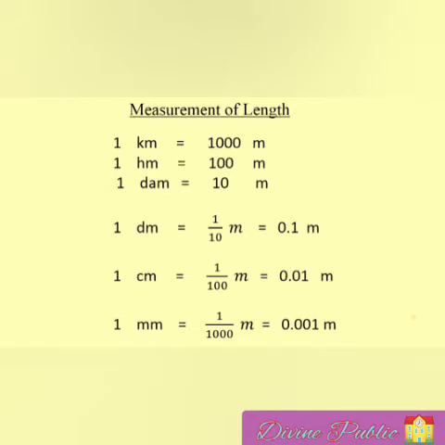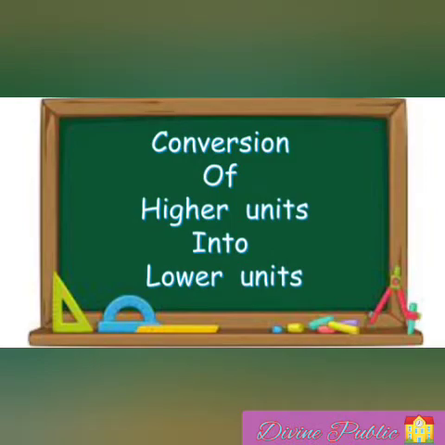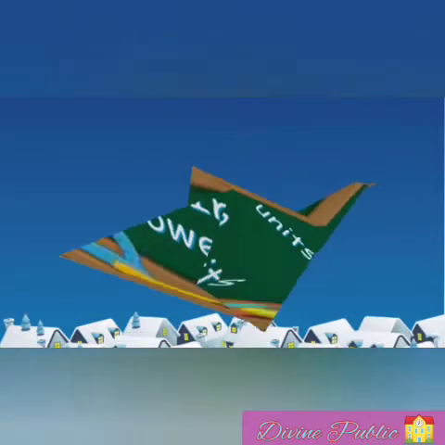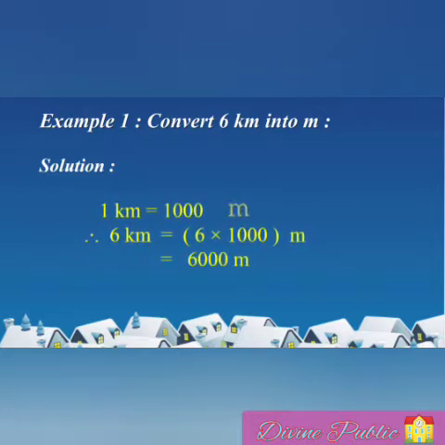Now dear students, let us learn conversion of higher units into lower units. So let us see the examples. Example 1. Convert 6 kilometer into meter. Now let us see the solution. We know very well that 1 kilometer is equal to 1000 meter. Therefore, 6 kilometer is equal to 6 multiplied by 1000 meter, that is 6000 meter. Therefore, 6 kilometer is equal to 6000 meter.